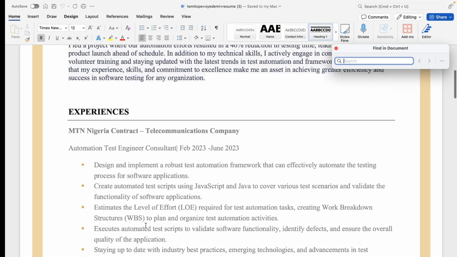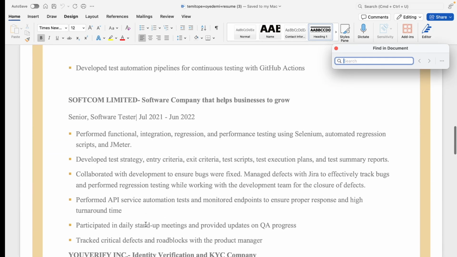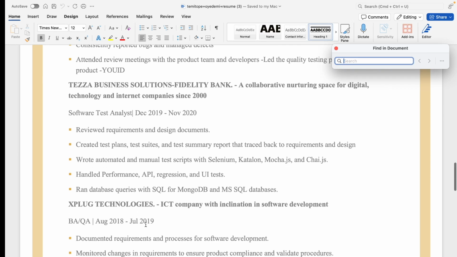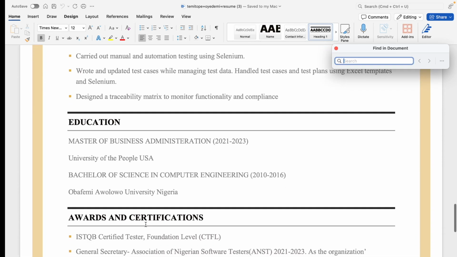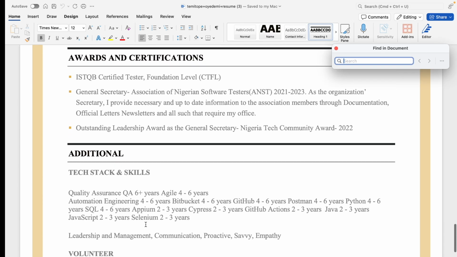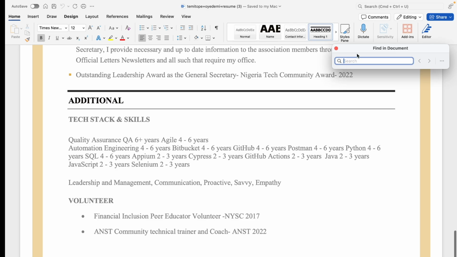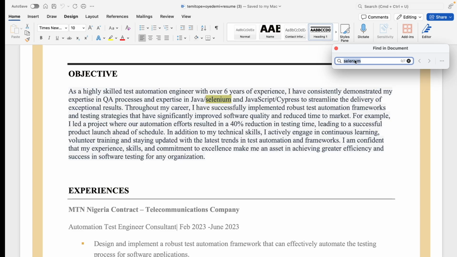So we expect that if that is the case, we want to see your automation skill set, right? As a recruiter, that is what you want to see in the skill section. Okay. Now I'll come here and say I'm looking for Selenium. Okay. And so you see that Selenium is reflecting in 7 places.